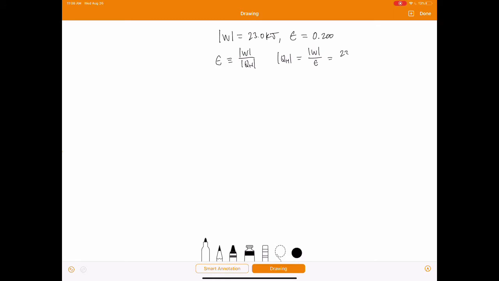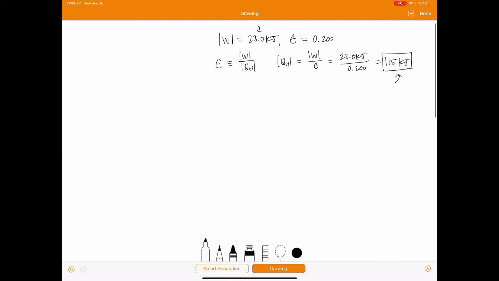So that would be 23.0 kilojoules divided by 0.200 for the efficiency. And this works out to 115 kilojoules. Okay, so what this is saying is you put in this much heat, but you only get out this much work. So you get out a lot less work than the heat that you put in. That's just what it means for an engine not to be perfectly efficient.